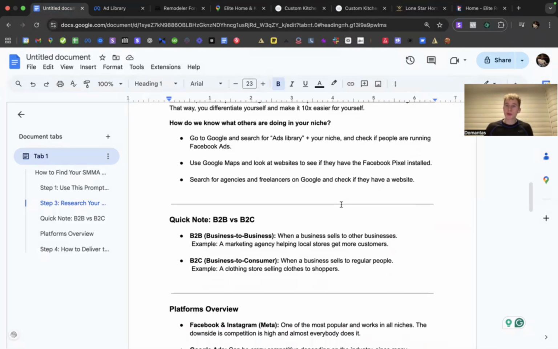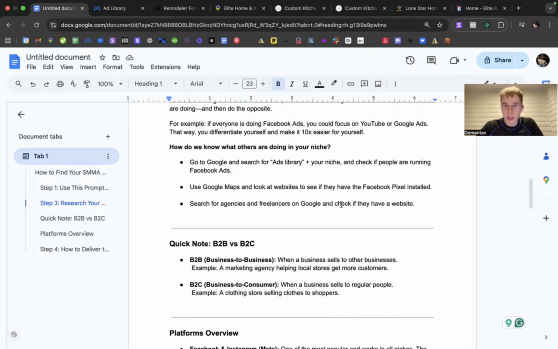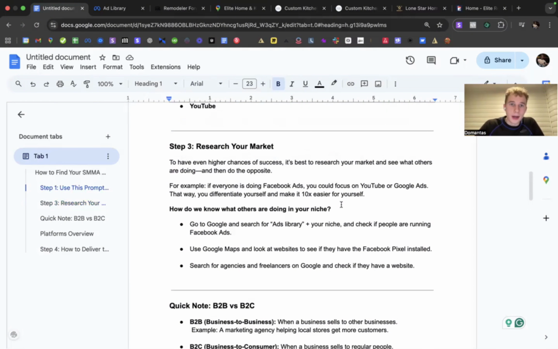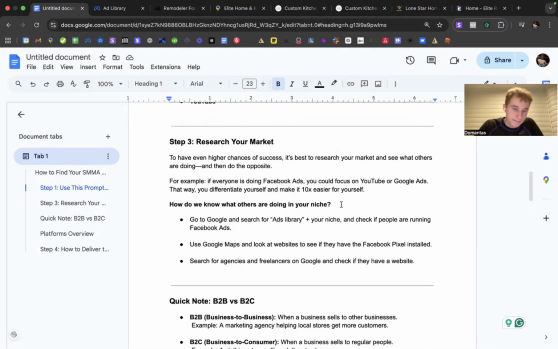Now you can also just search for freelancers or agencies on Google and check if they have a website. So let's say you search for kitchen remodeling agencies, and then you try to find them, see what they do, and things like that. So that's how you find your competition and, yeah, research your market.